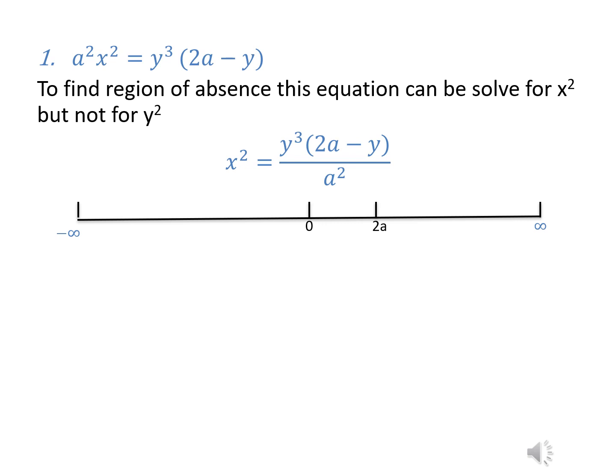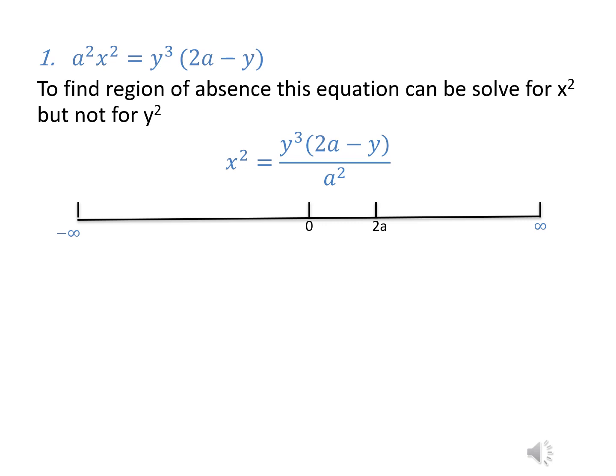The first part is minus infinity to 0. The second part is 0 to 2a. And the third part is 2a to infinity. Now again we will check for these parts whether x square is positive or negative, and according to that your curve will exist or not exist respectively.